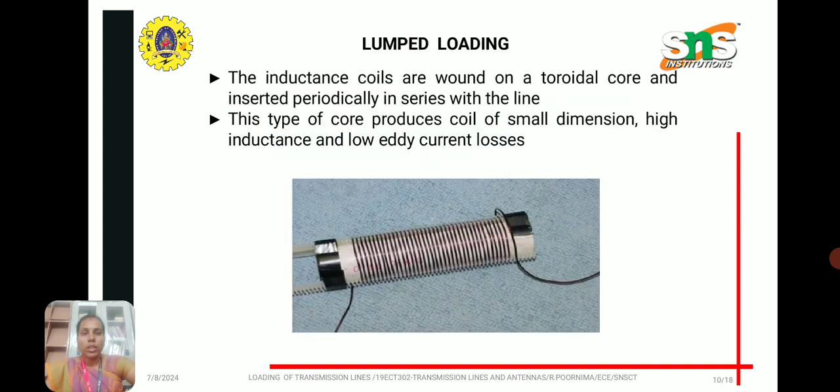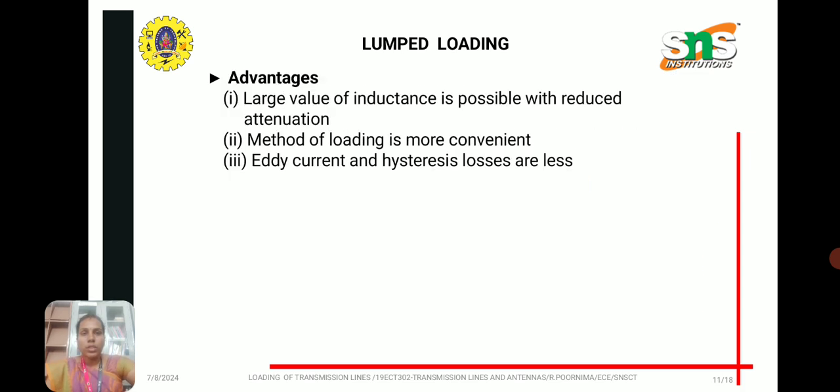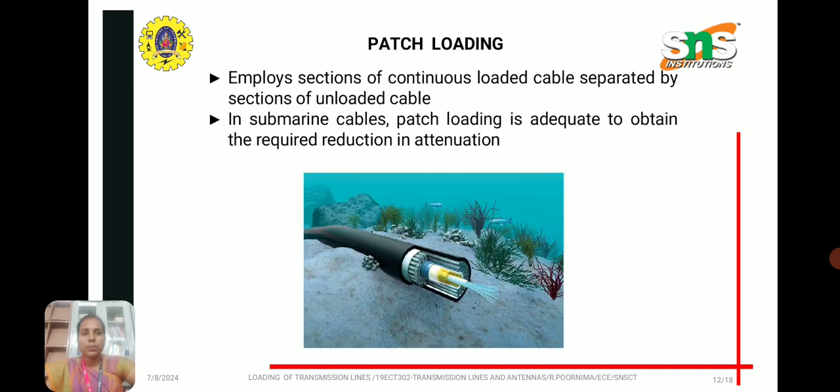Lumped loading. The inductance coils are wound on a toroidal core and inserted periodically in series with the line. This type of core produces a coil of small dimension, high inductance and low eddy current losses. This is called lumped loading. Advantages are that a large value of inductance is possible with reduced attenuation. The method of loading is more convenient, and eddy current and hysteresis losses are very low.